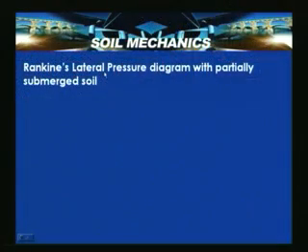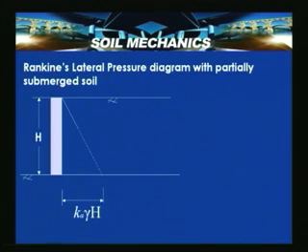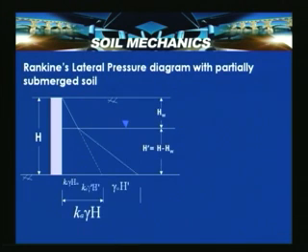So, Rankine's lateral pressure diagram with partially submerged soil can be discussed. Consider again a cross section of a retaining wall having height H, and in this case what we see is a water table located at a depth ZW from the ground surface. Here the ground surface is horizontal, and this h dash is equal to H minus HW.